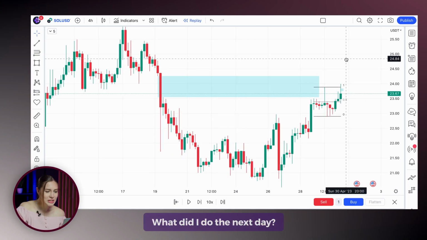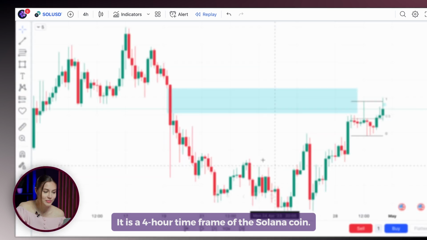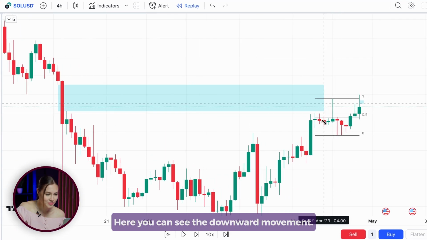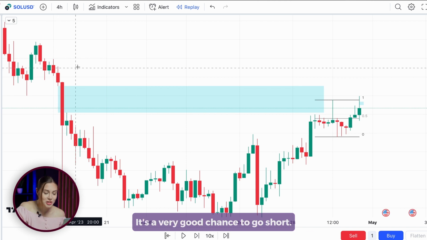Let's move on. What did I do the next day? It is a 4-hour time frame of the Solana coin. Here you can see the downward movement. The flat market is in the imbalance area. It's a very good chance to go short.